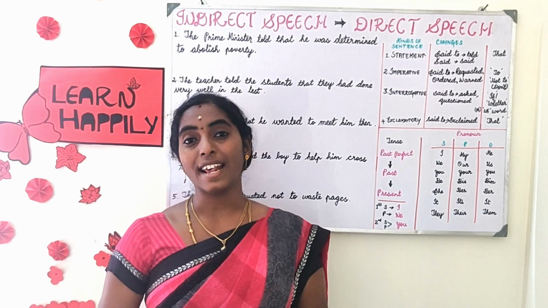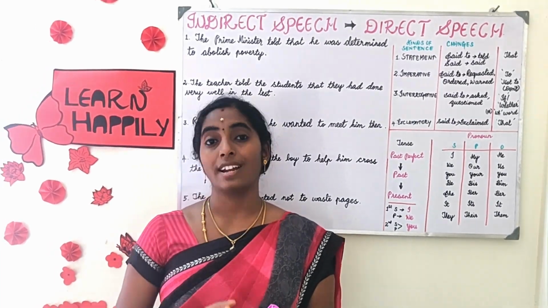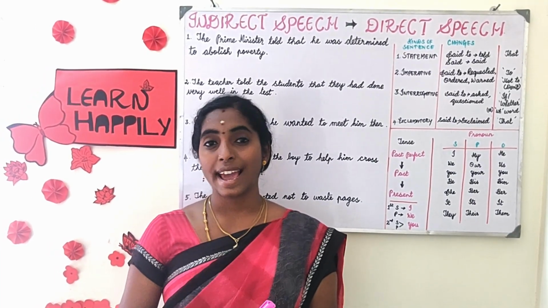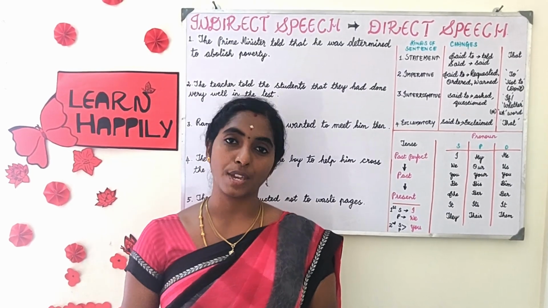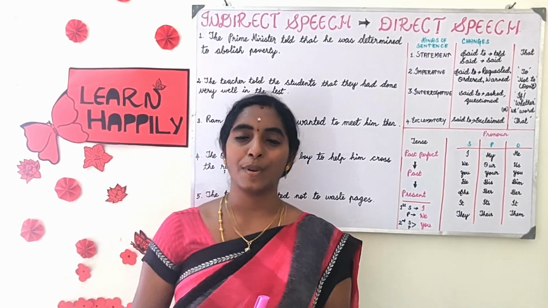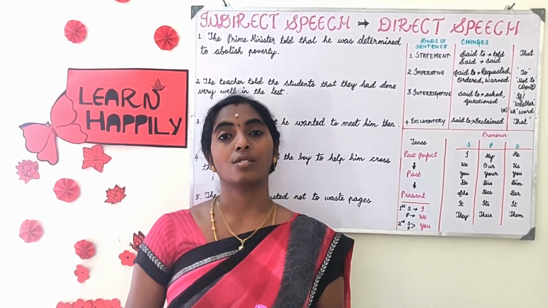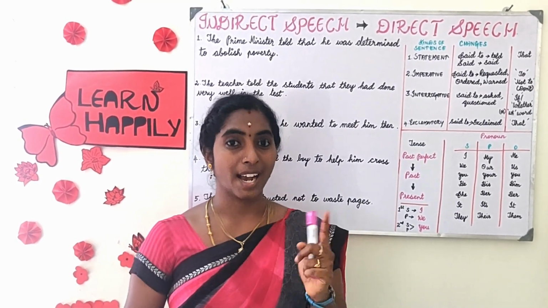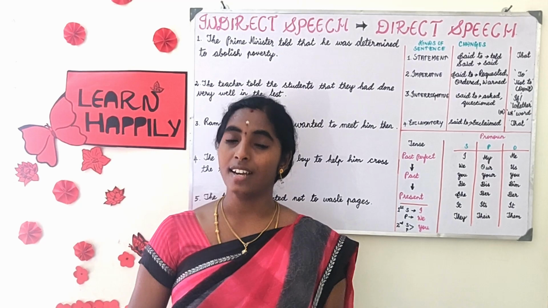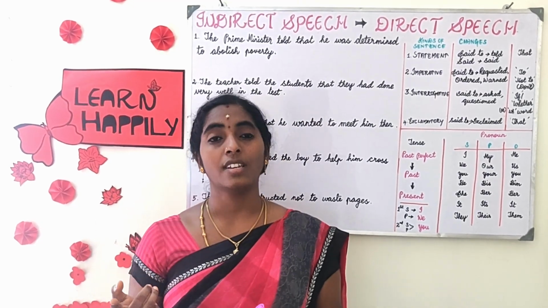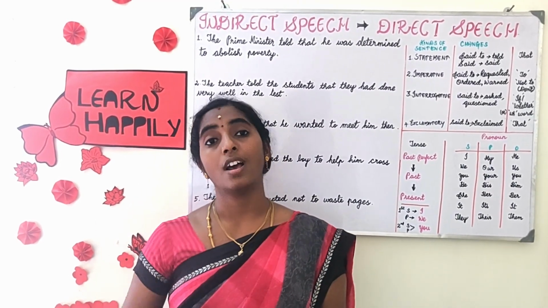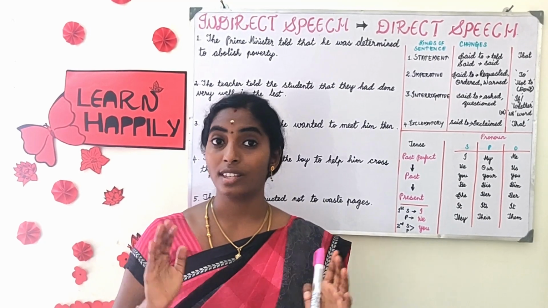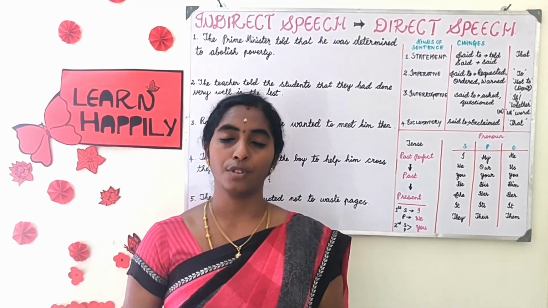So, coming to indirect speech to direct speech. Direct speech is saying the actual words of the speaker, whereas in indirect speech, we report the words of the speaker. So in direct speech, the actual words of the speaker are said, and in indirect speech, the actual words are reported. This is the definition I am recalling for you.